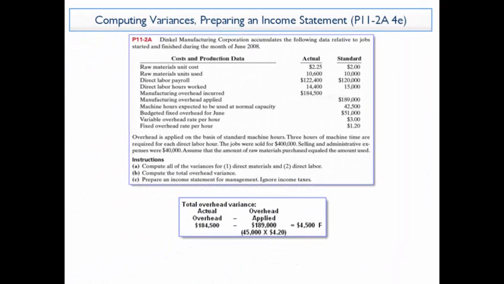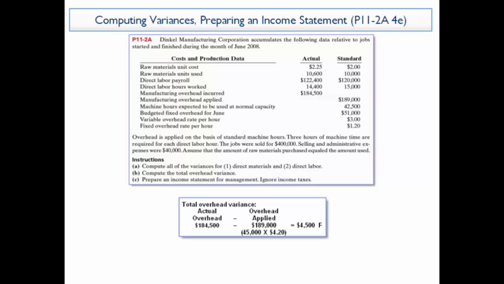On this slide we'll tackle part B, which asks us to compute the total overhead variance. Well, actual overhead was $184,500, and overhead applied is equal to $189,000, which was given. So the total overhead variance is just the difference between the two, and since actual is less than overhead applied, we've got a $4,500 favorable variance.